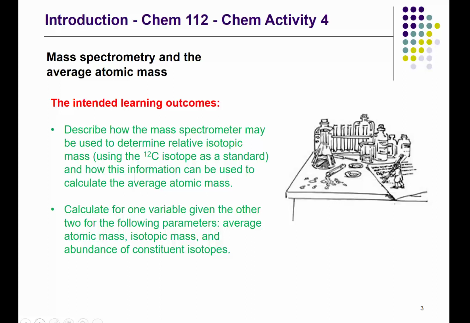Mass spectrometry is an analytical technique that is especially important in organic chemistry, as it allows for the determination of molecular mass and molecular structure, the identification of unknown compounds, and even quantification of the amount of compound in a sample. In this activity, we're only going to focus on how it can be used to determine the mass and the abundance of each of the isotopes for an element.